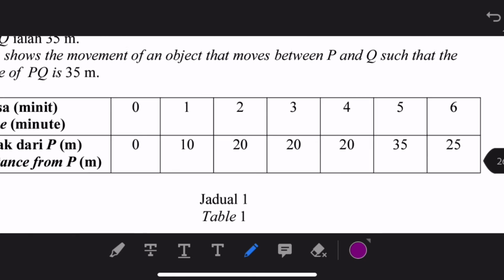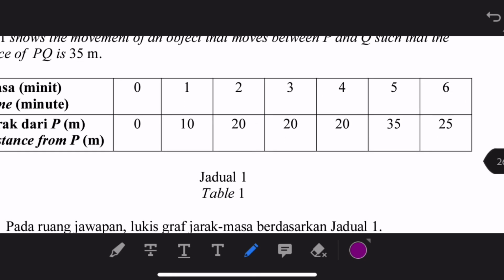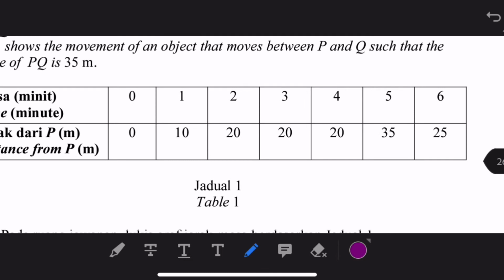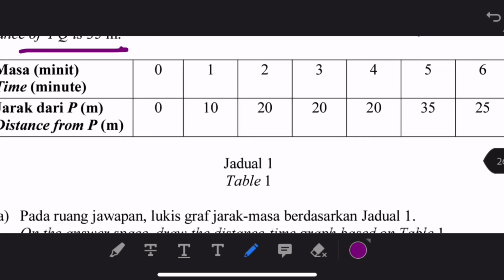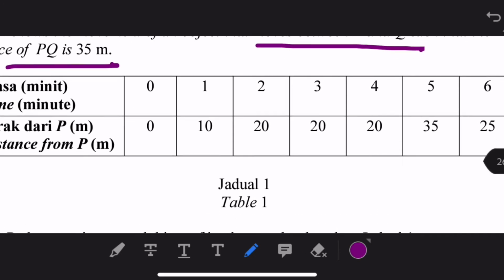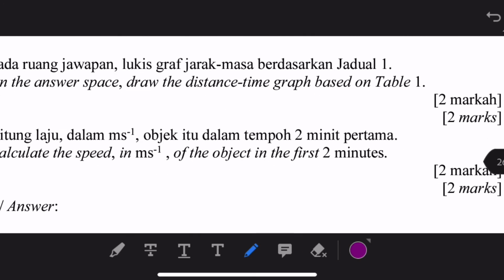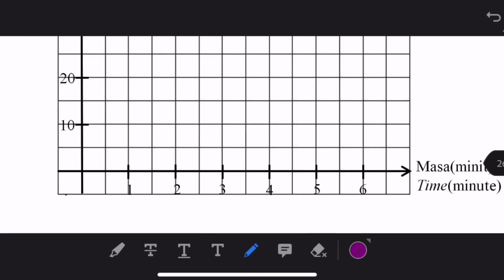This is logical math. Okay, for this one, you are given the movement of an object that moves between P and Q. The distance of PQ is 35 meters. So we are going to draw the graph. So let's go to the graph.